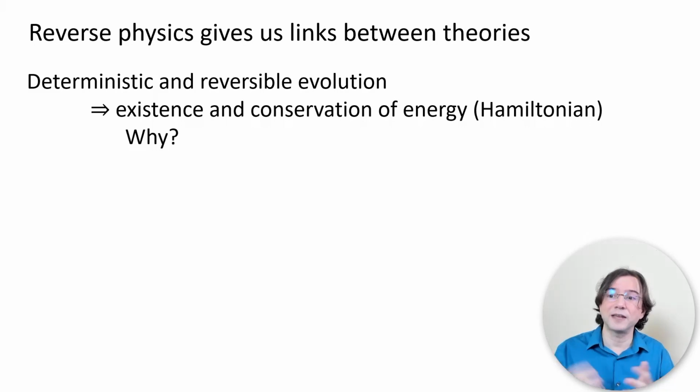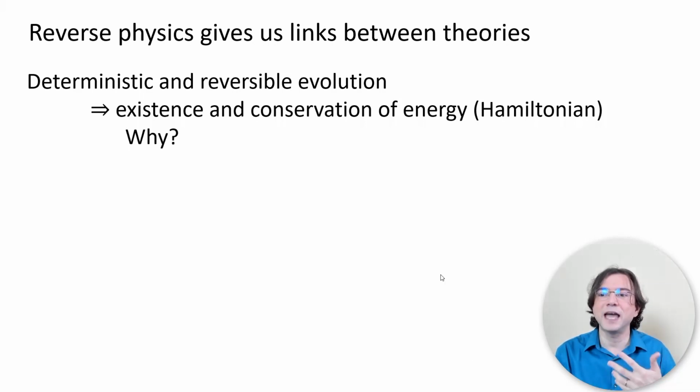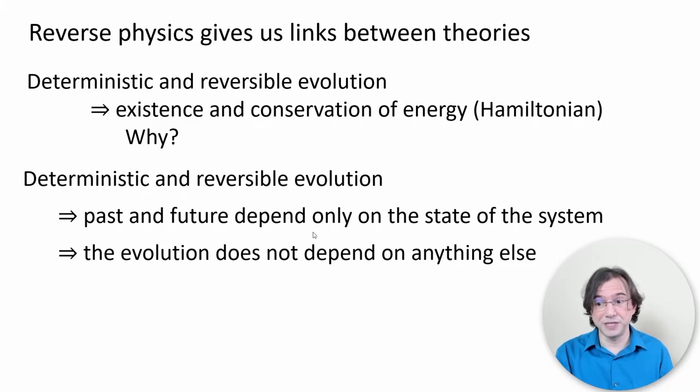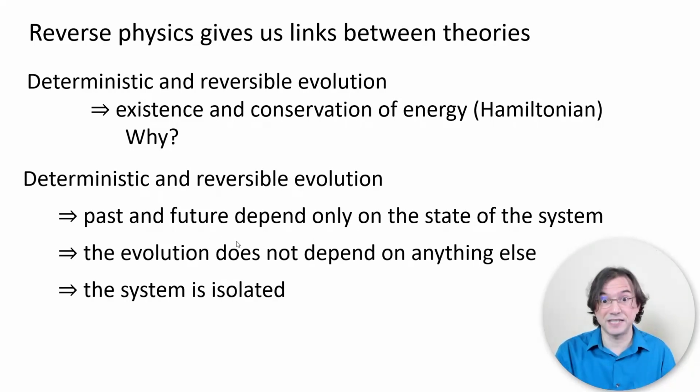So we saw that deterministic and reversible evolution somehow implies the conservation of energy, and this might come as a surprise, but then we can use a different argument to show the same result. If we assume that we have deterministic and reversible evolution, then the past and the future depend only on the state of the system, which means that the evolution does not depend on anything else.